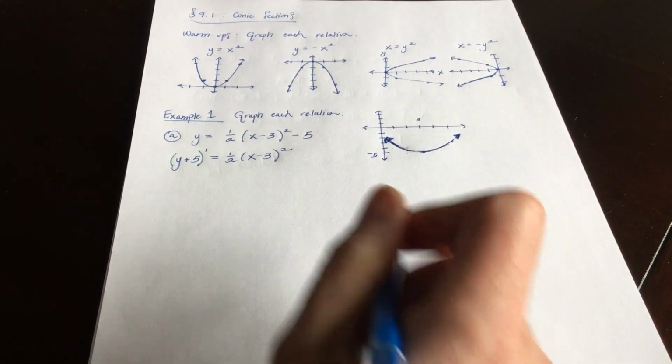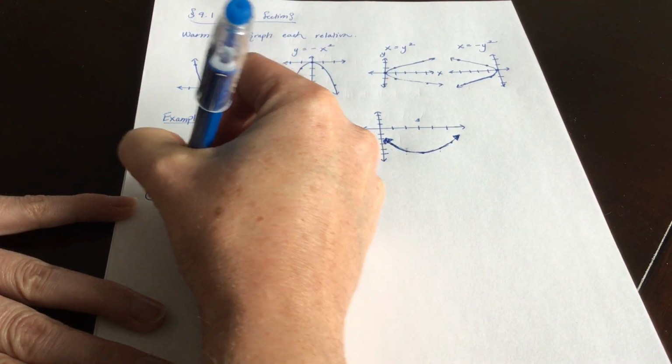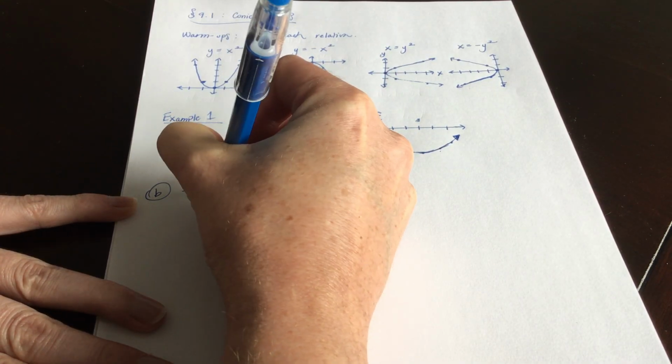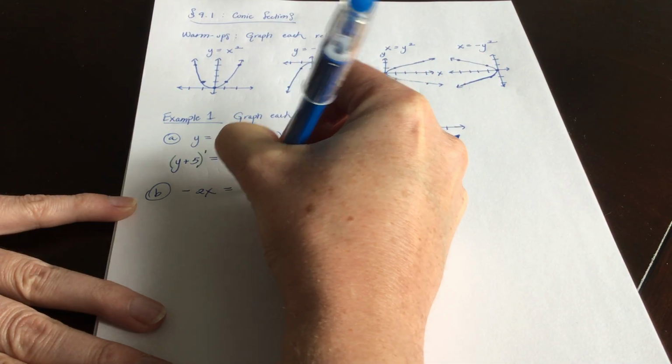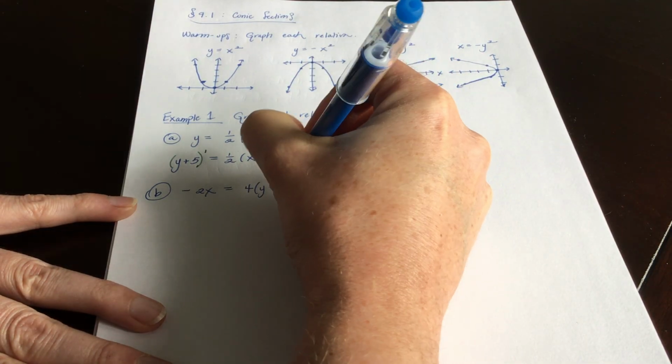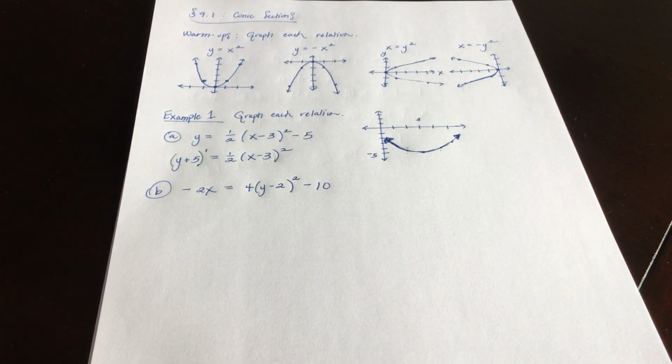Okay. All right. Part B. Let's have you graph negative 2x equals 4 times the quantity y minus 2 squared minus 10. Again, a super good time to pause the video.